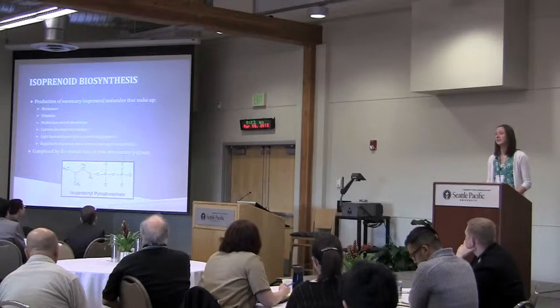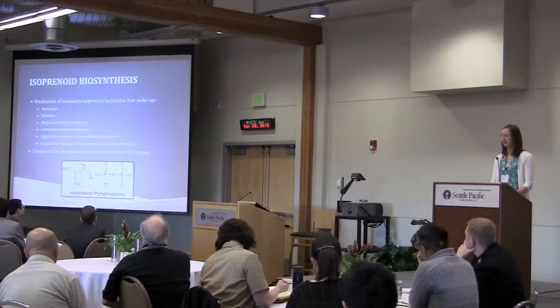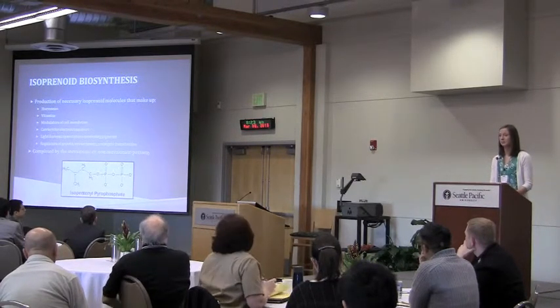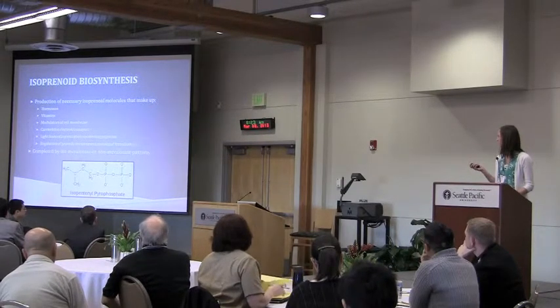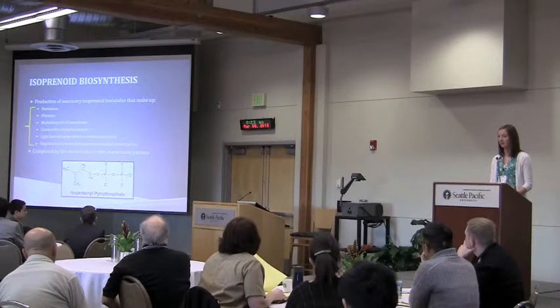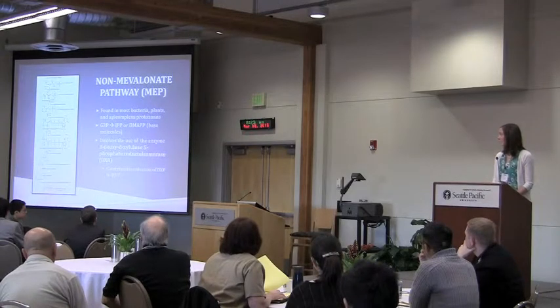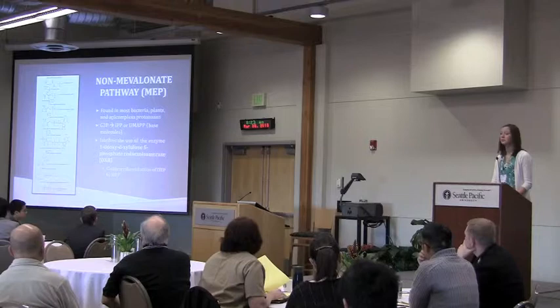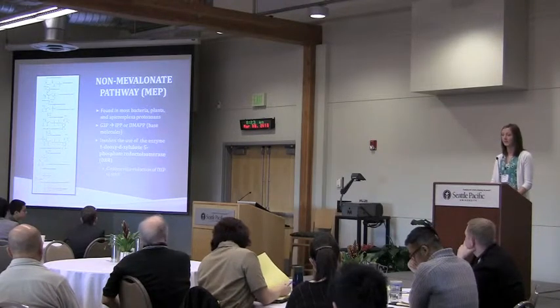Isoprenoid biosynthesis is a necessary metabolic pathway that produces isoprenoid molecules. This group of compounds carries out a diverse group of functions, as you can see on the slide. It is completed in one of two ways, either the mevalonate pathway or the non-mevalonate pathway. The non-mevalonate pathway is found in most bacteria, plants, and apicomplexan protozoans. It is a multi-step process that involves the use of many different enzymes.